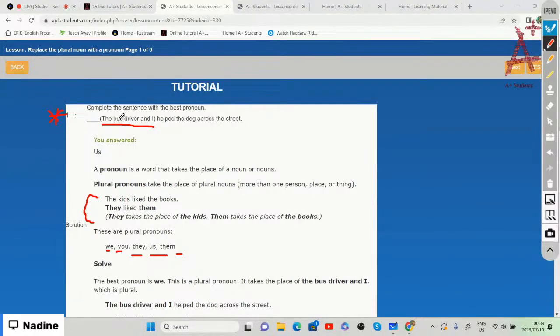The bus driver and I helped the dog across the street, right? So we can then say we, right? So we refers to the bus driver and I. So we replaced the words the bus driver and I with we, right?